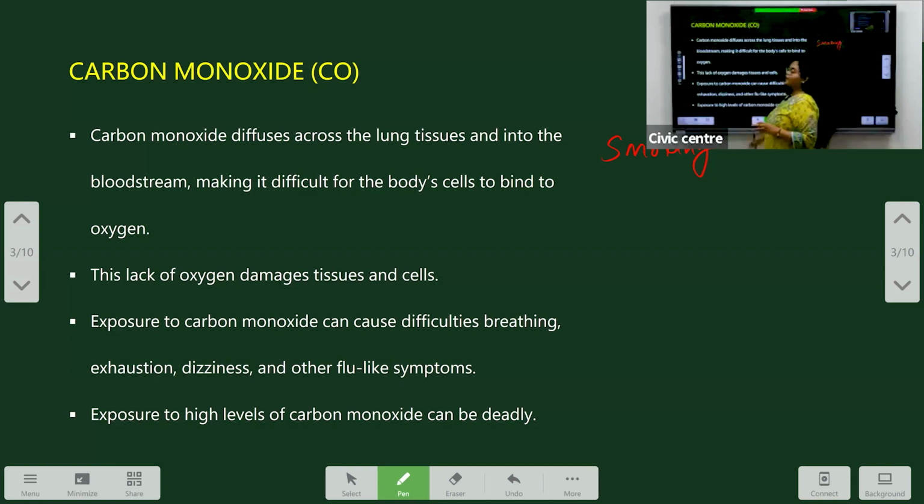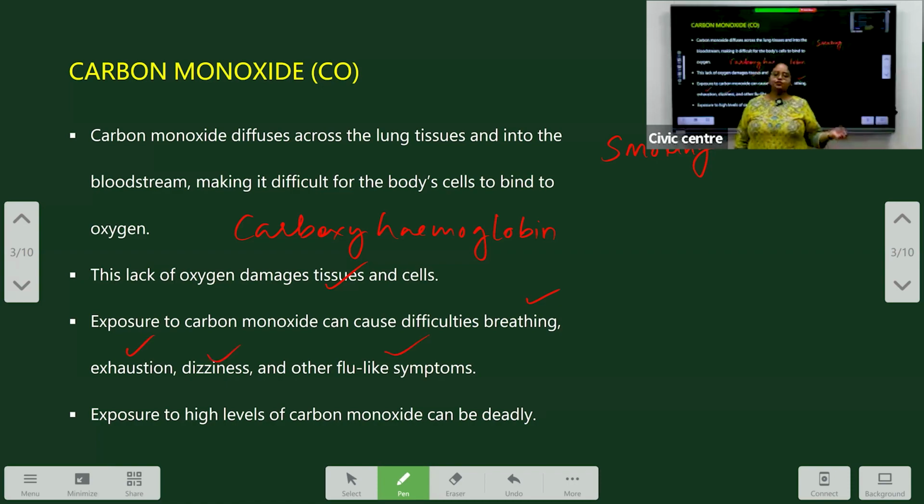Right? Now, this carbon monoxide, when inhaled, reacts with the hemoglobin in the blood and forms carboxyhemoglobin, which makes it difficult for the cells to bind oxygen. So the cells of the body cannot bind oxygen and hence it degrades the tissues or the cells in the body. Now, exposure to carbon monoxide can also cause difficulties in breathing, exhaustion, dizziness, and flu-like symptoms.